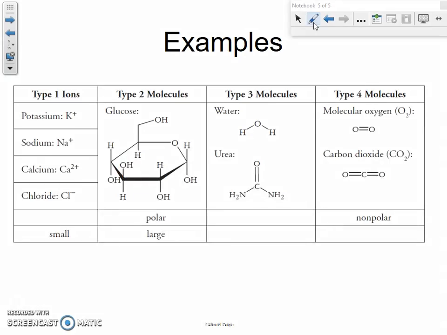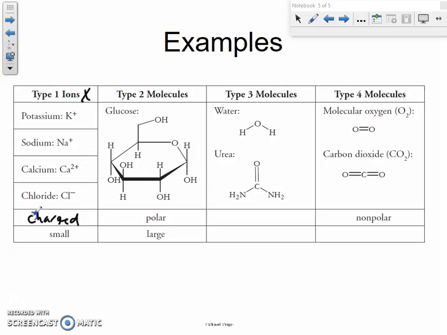Now I'm going to look at some examples of things that will need to go through the membrane or get in and out of the cell, and how they would go through. So our first type is these ions. Ions are charged particles, and they cannot enter the cell through simple diffusion. So these cannot go through just diffusion. We'll see how they go through in a second. Then we have molecules that are both polar and large. An example is glucose, and we need glucose in the cell to do respiration.